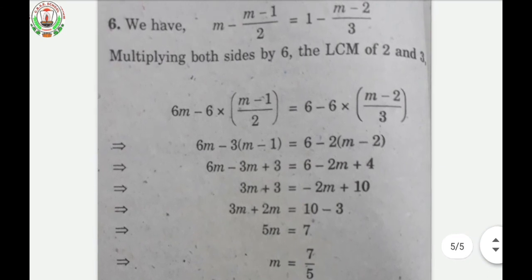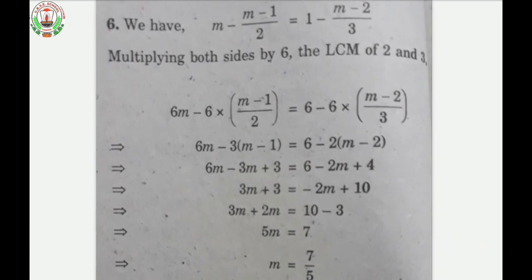What is question number 6? m minus 1 upon 2 equals 1 minus m minus 2 upon 3. So, first what are we going to do with this question? We have to take the LCM of 2 and 3. While taking the LCM of 2 and 3, it is 6, isn't it? So, 6 will be multiplied on both sides.